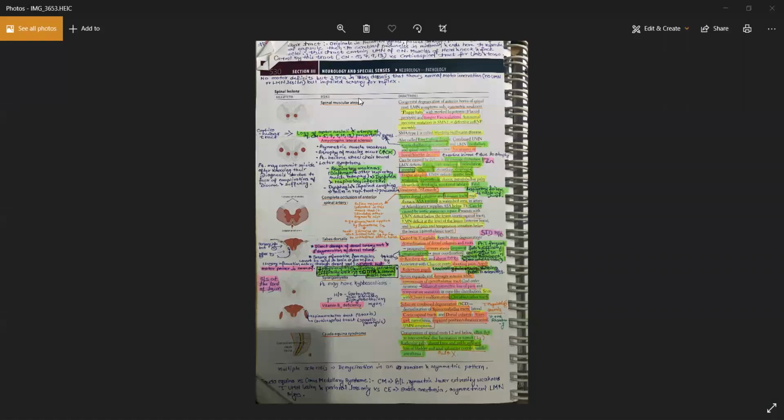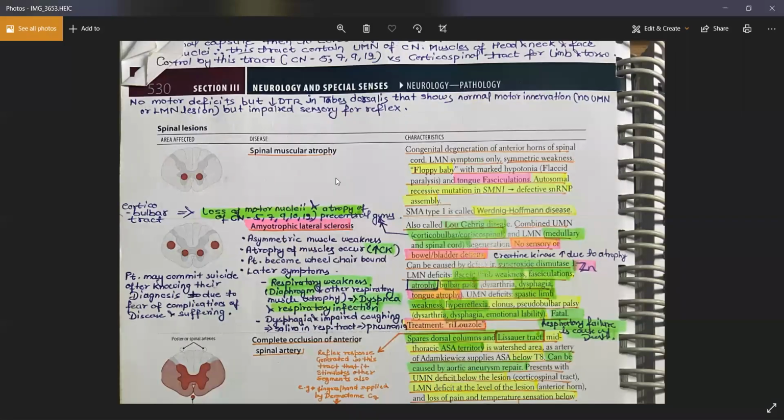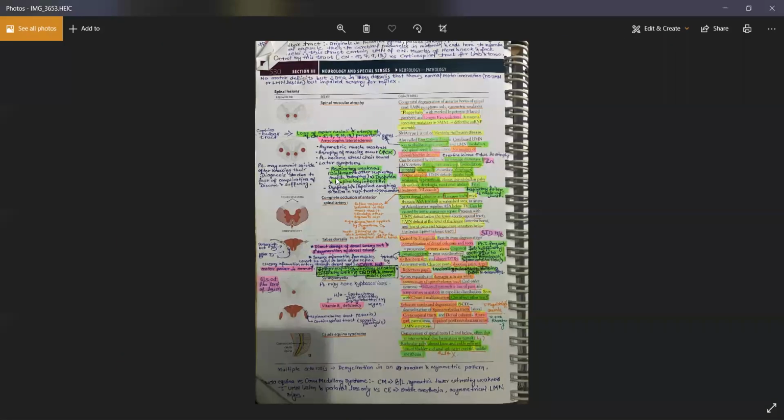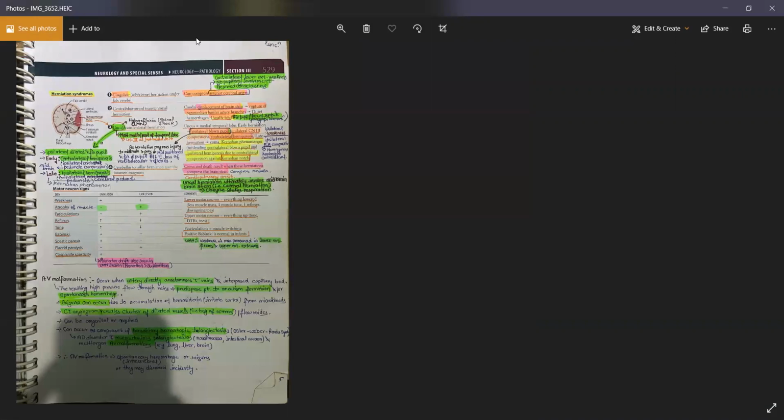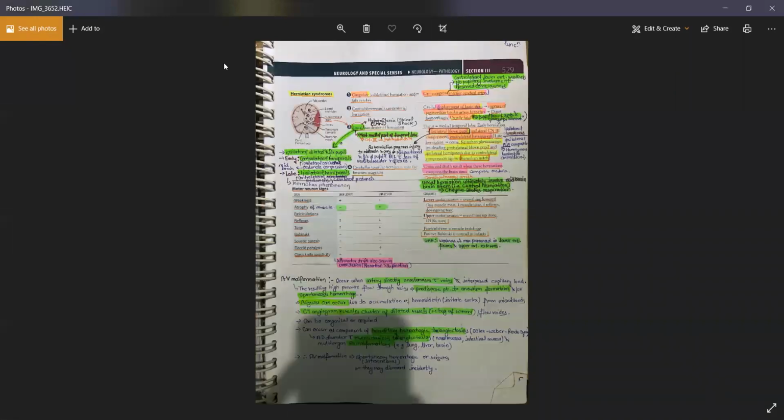Okay, so let's finish these topics fast. Yesterday we finished the herniation syndromes. We discussed four types of herniations: the cingulate herniation, then the downward herniation of the brainstem completely, then the uncal herniation. I told you the uncus is the most medial part of the temporal lobe, right? And it compresses cranial nerve 3.